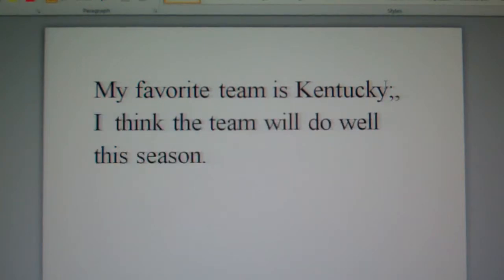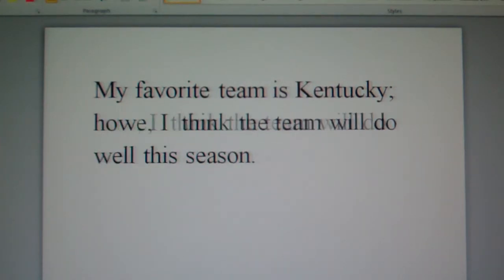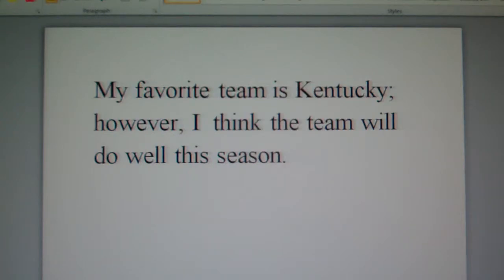I want to go back and see what will happen if I add in a "however." It's a conjunctive adverb. I picked it from the list. My favorite team is Kentucky; however, I think the team will do well this season. And it doesn't really make sense in the context of the sentence because "however" shows contrast, and we don't have a contrast. It's the favorite team that the writer thinks is going to do well.